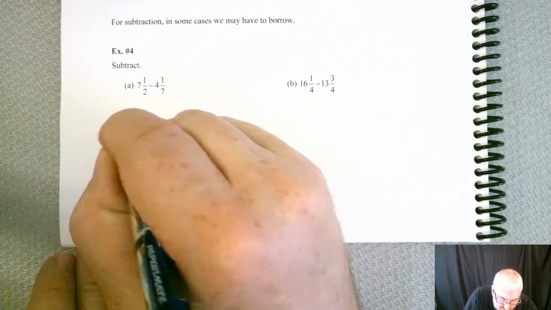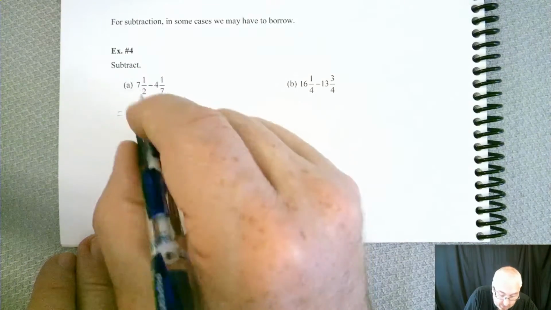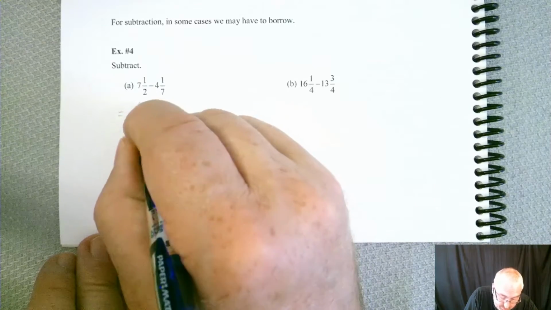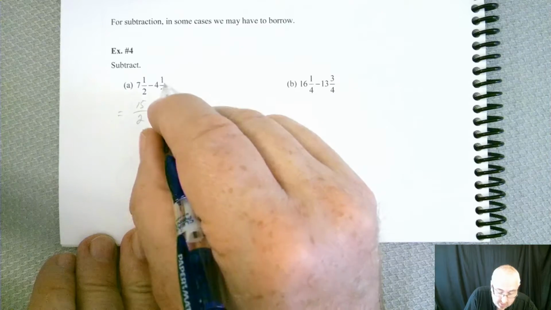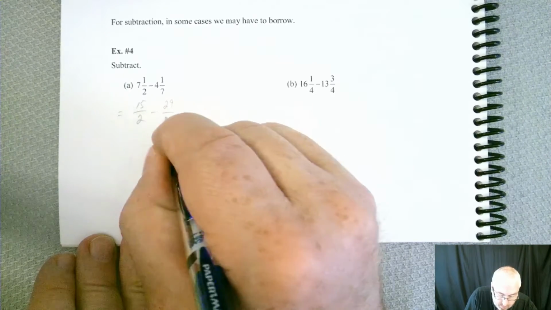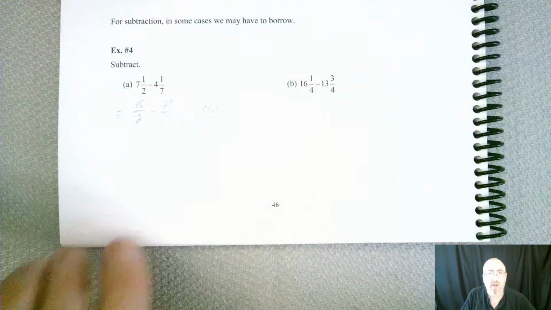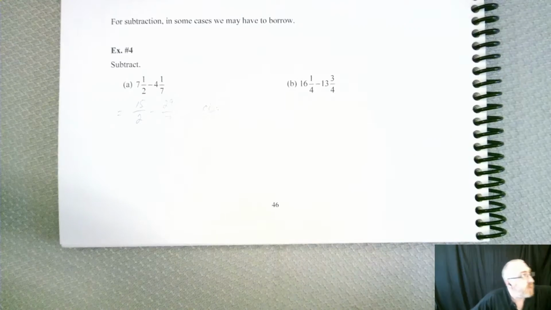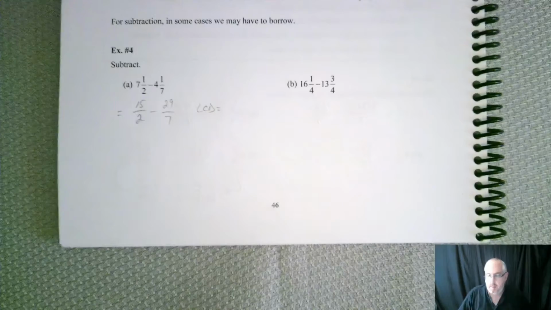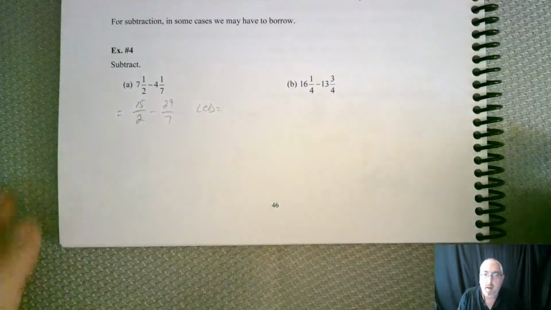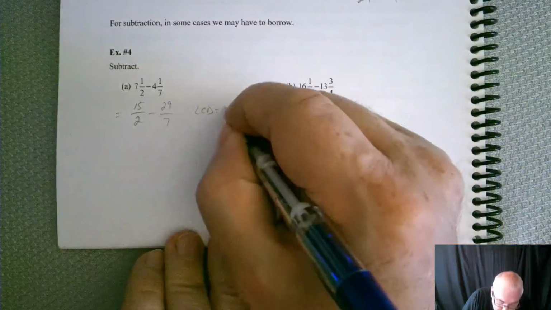So let's change them to improper first. We got 7 times 2 is 14, plus 1 is 15. And 4 times 7 is 28, plus 1 is 29. So we need our LCD, which would be 14, right?